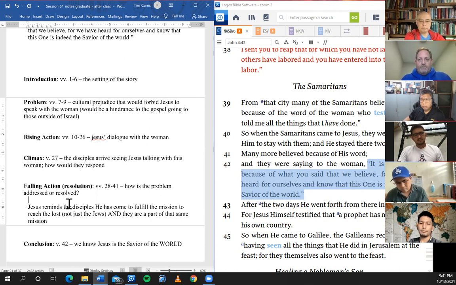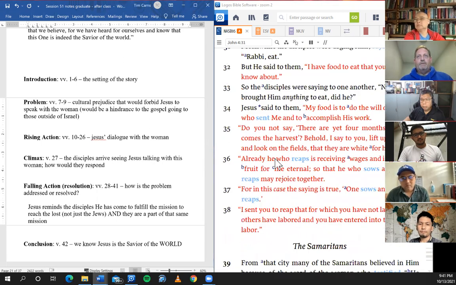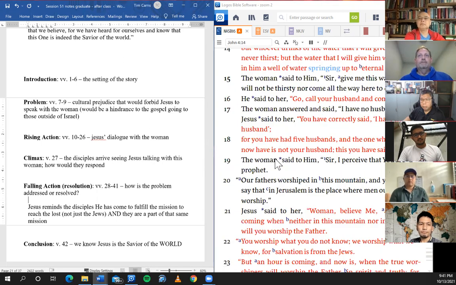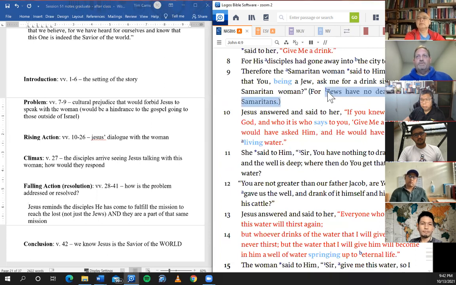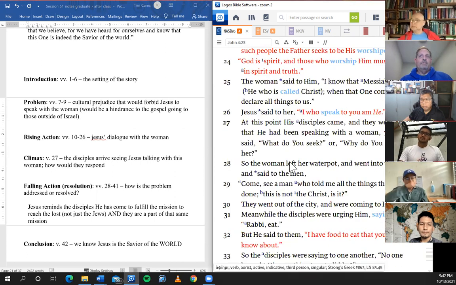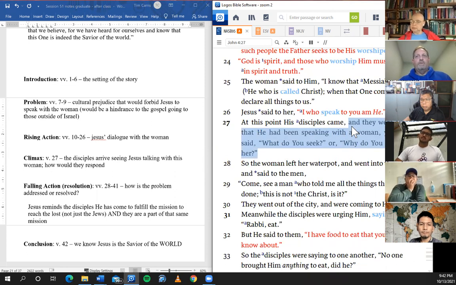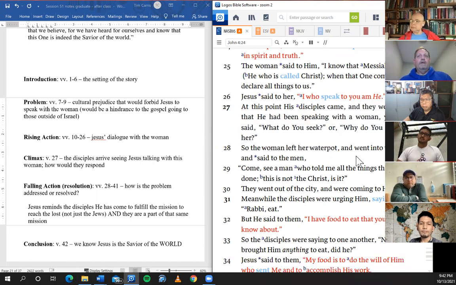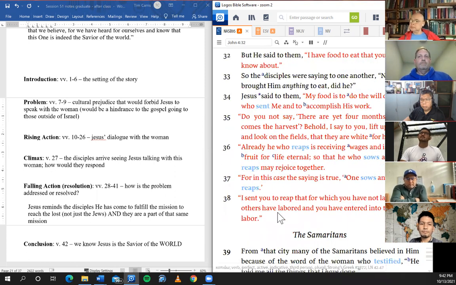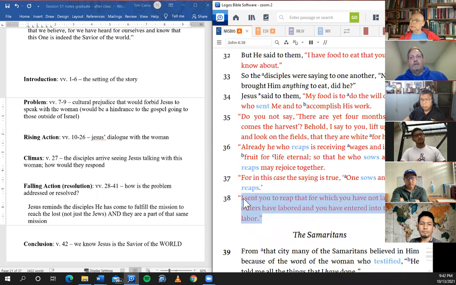And he does it by introducing the cultural problem, but he does that introduction in a very subtle way, just with a parenthetical statement in verse 9: Jews have no dealings with Samaritans, also including the woman's comment. And then again in verse 27, the narrator makes the comment, they were amazed, he's speaking with a woman. And then we have Jesus, as he addresses them here, I've been sent and I sent you.